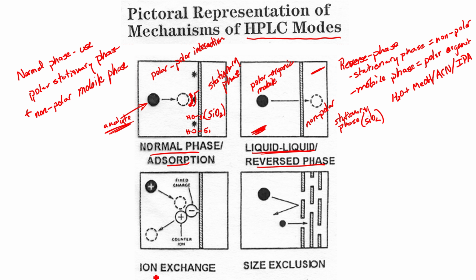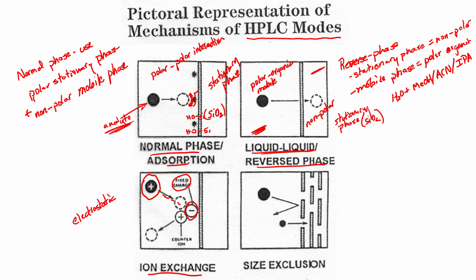Now the next mode is the ion exchange. Ion exchange is where you have a fixed charge adhered to the stationary phase, and by opposites attract, it's an electrostatic interaction. So if you want to separate cations, you need to put an anion on your stationary phase to get those two things to attract each other, right?